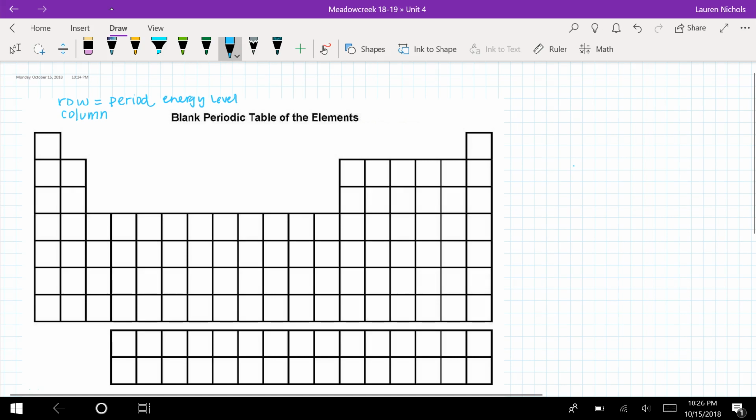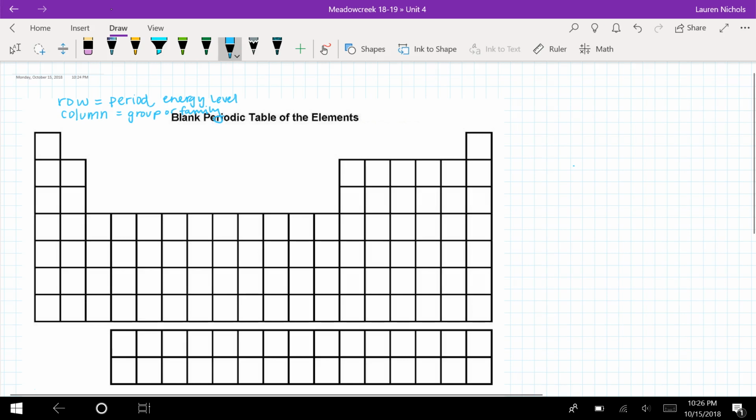And if I say it's on period seven, that means it's on row seven, and those are the horizontal, side to side, like this. Don't write that on your periodic table. And then a column is a group. It's also called a family. And that's because the families have similar properties, and so they are in a column, so up and down.